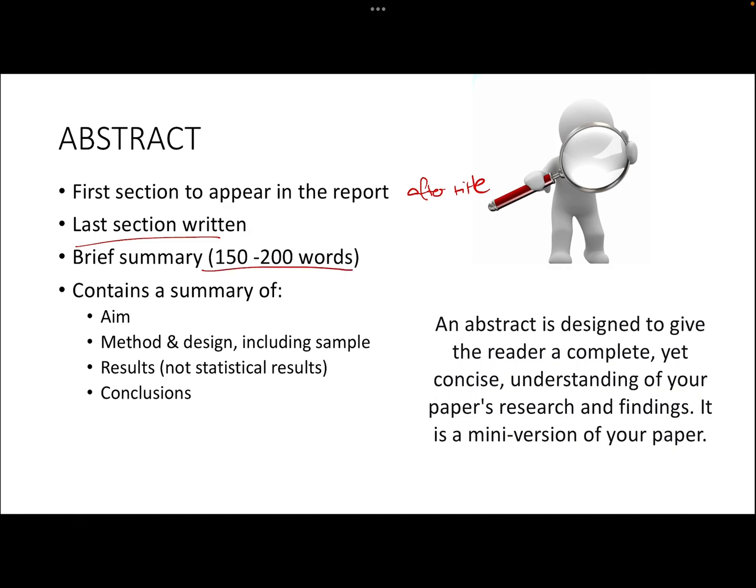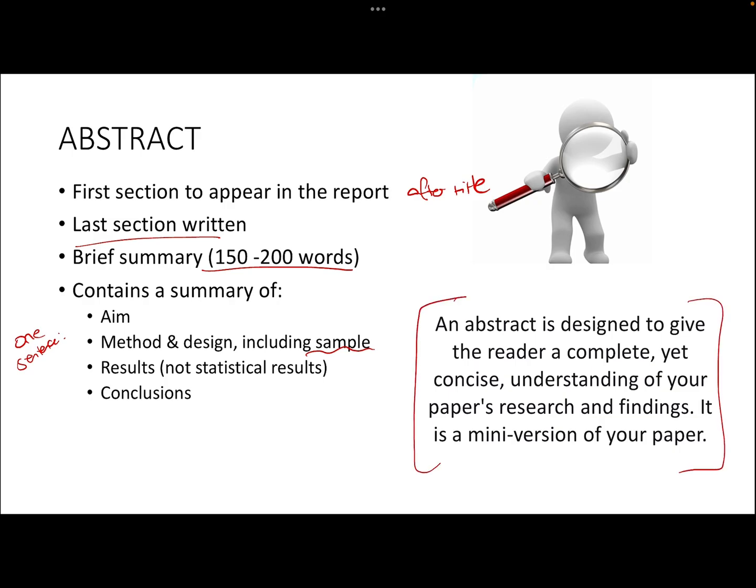It's around 150 to 200 words long, and you basically dedicate one sentence or so to each of the following. So the aim of your research, the method and design, including details about the sample and the participants that were included, your results, your findings, not your statistical results, but just a general overview of what was found and any conclusions that you drew.